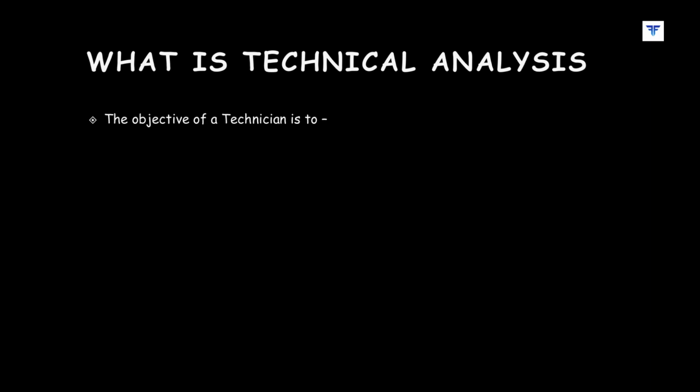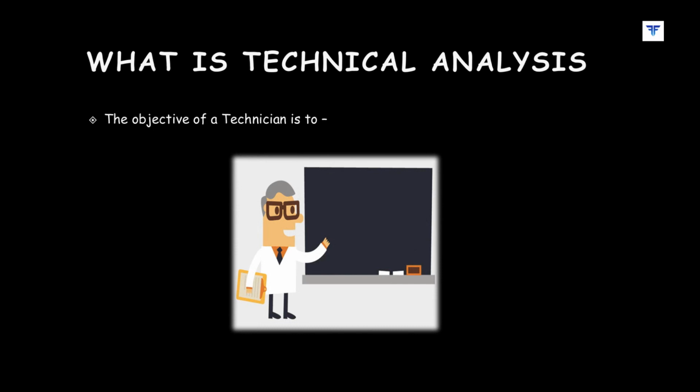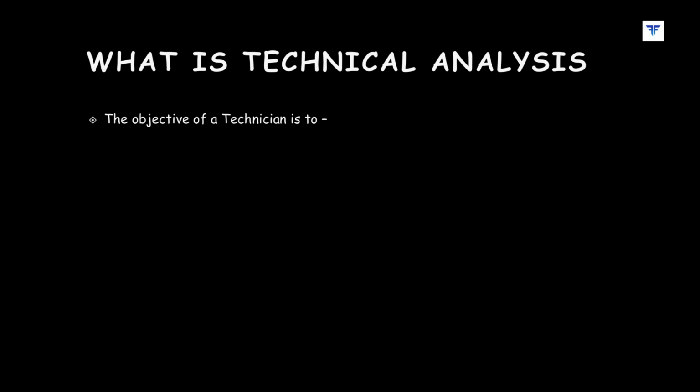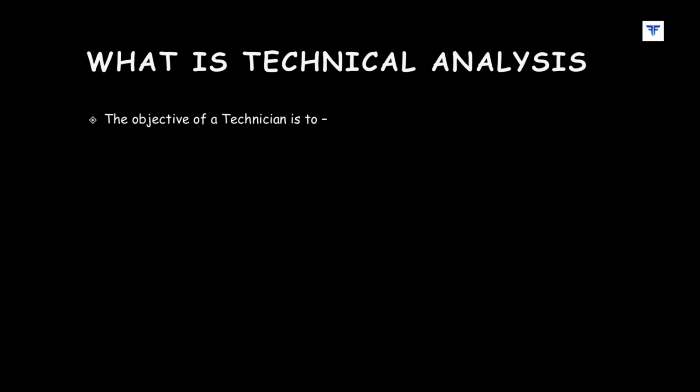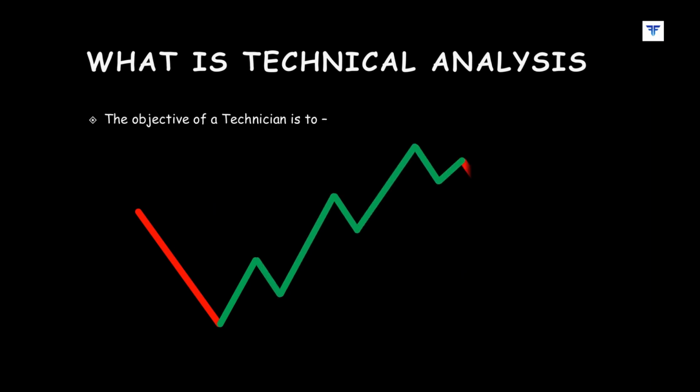The objective of a technical analyst is to identify the trend as early as possible, trade in the direction of that trend, and exit when the weight of the evidence suggests that the trend has reversed or is reversing.